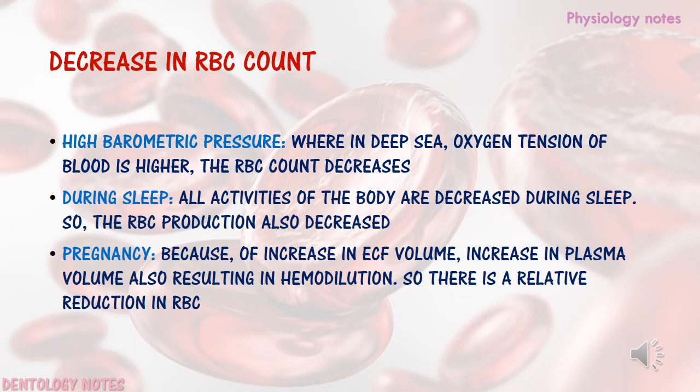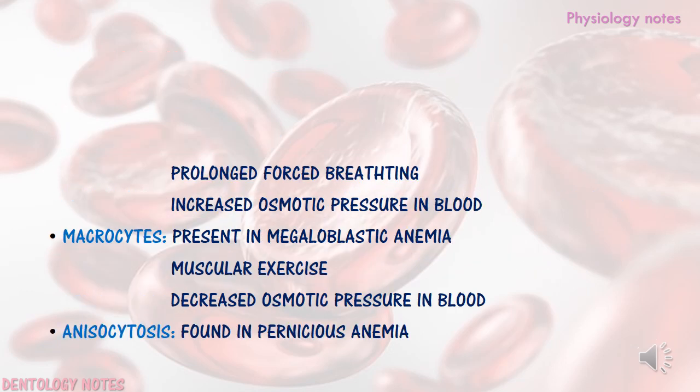Decrease in RBC count. High barometric pressure, as in deep sea, oxygen tension of blood is higher, so the RBC count decreases. During sleep, all activities of the body are decreased, so the RBC production also decreases. Pregnancy, because of increase in ECF volume, there is an increase in plasma volume resulting in hemodilution. So there is a relative reduction in RBC.